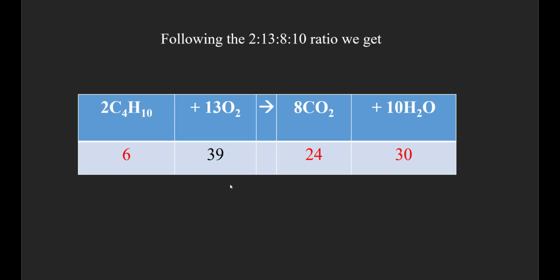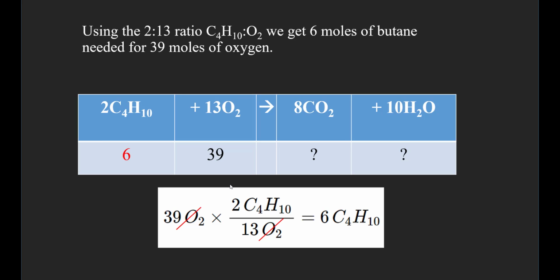Let's go through it nice and systematically, step by step. Let's first get the amount of butane. We start with 39 oxygens. What's the ratio? 2 for every 13. Make sure the oxygens cancel. 2 butanes for every 13 oxygens. I simply take 39 divided by 13, which is 3, times 2 is 6. 6 butanes will be needed.